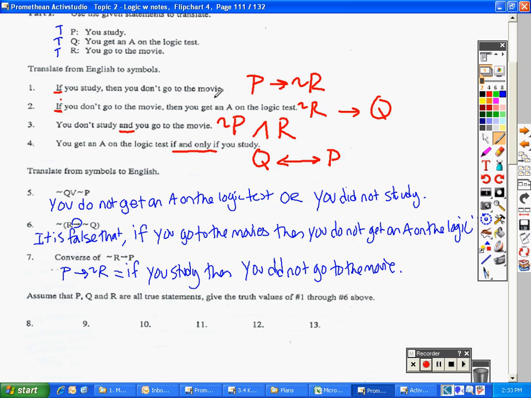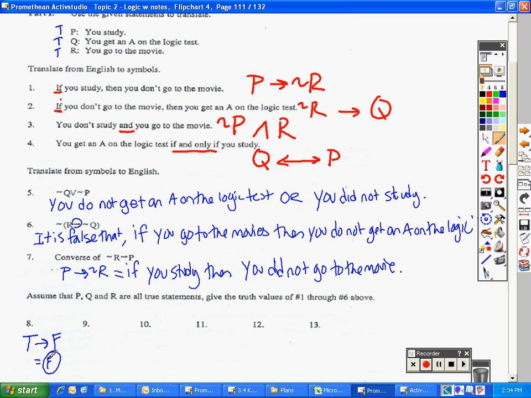Okay, so number 1 was P, arrow, not R. P being true, arrow, the opposite of R, the opposite of true is false. The rule for T, arrow, F is T, arrow, F equals F. So this is a false statement.